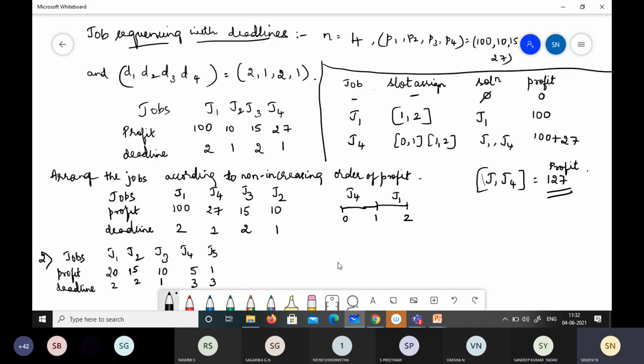So you will have 0 to 1. So you will have slot like this. You will have 0 to 1, 1 to 2, and 2 to 3. Now you have to select job such that you'll get maximum profit. Okay, just do it in this way, assign slot in this way and tell me the profit.